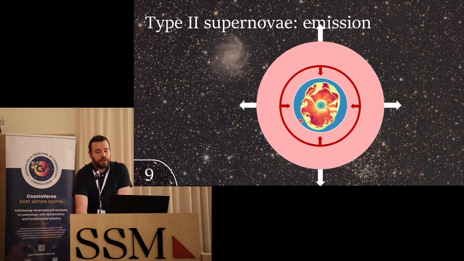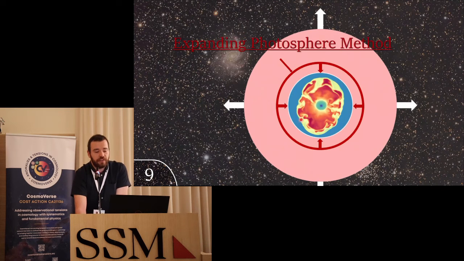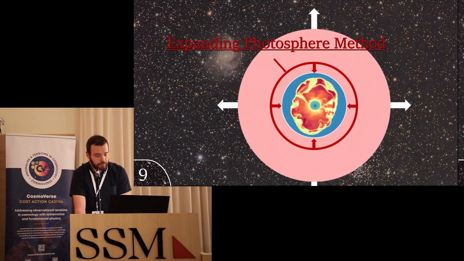What we are trying to do in our method is track how this photosphere evolves in time, how it changes its temperature and its size. And because of this, this method has been called the expanding photosphere method.